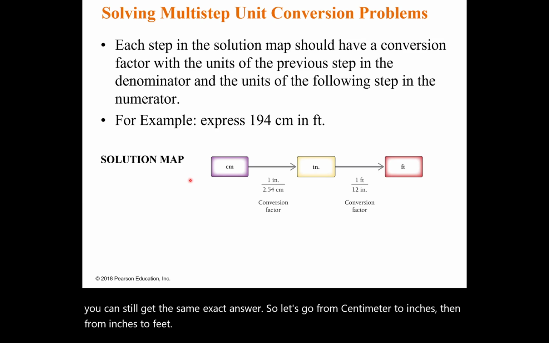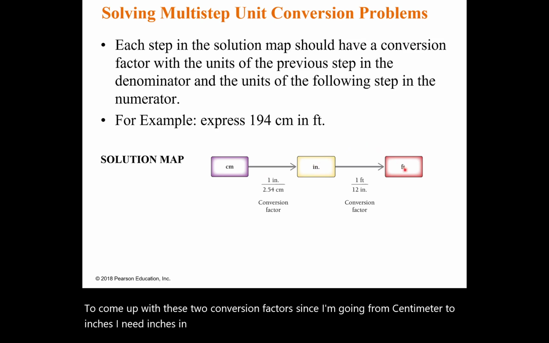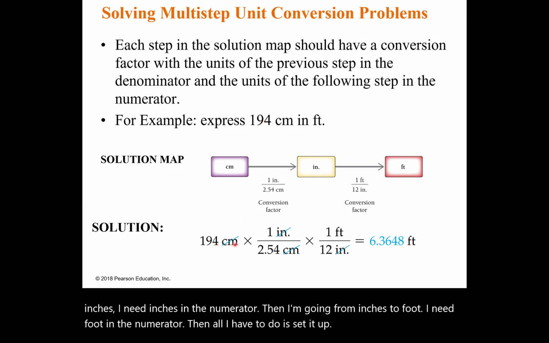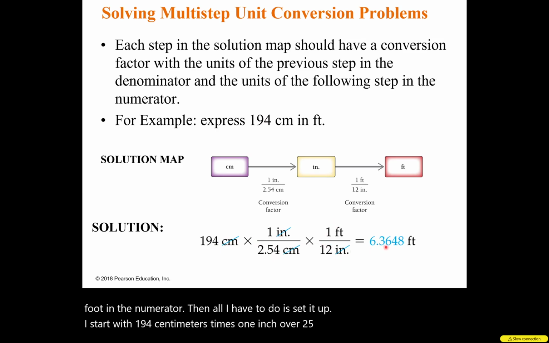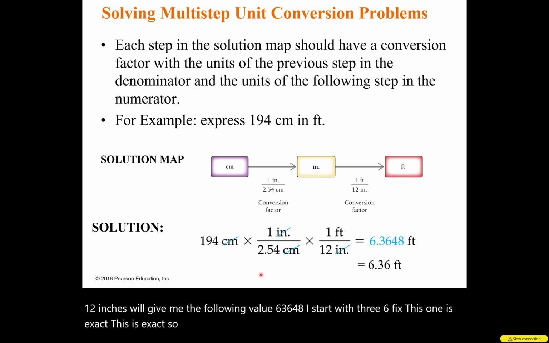I'm going to use that same table, 2.3, to come up with these 2 conversion factors. Since I'm going from centimeter to inches, I need inches in the numerator. Then I'm going from inches to foot, I need foot in the numerator. Then all I have to do is set it up. I start with 194 centimeter times 1 inch over 2.54 centimeter times 1 foot over 12 inches, which will give me the following value, 6.3648. I start with 3 sig figs. This one is exact, this is exact, so my answer should have only 3 significant figures, 6.36 feet.